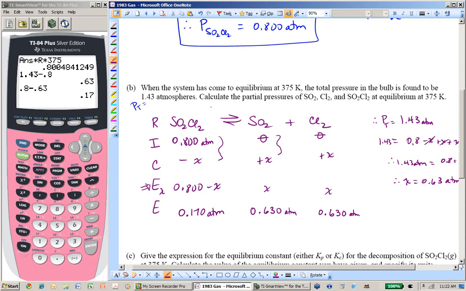So there we have it. What they want is to calculate the partial pressures of all of these at equilibrium. So there are your answers.